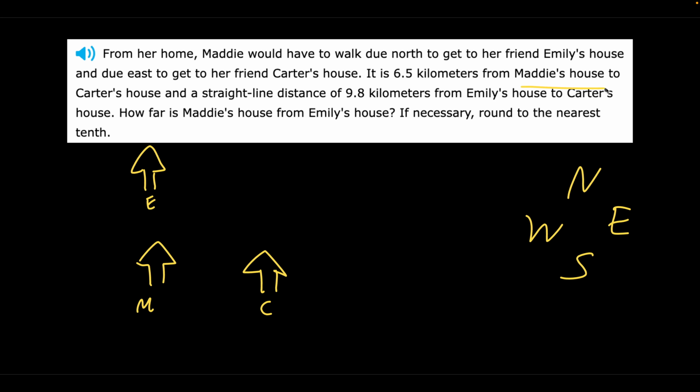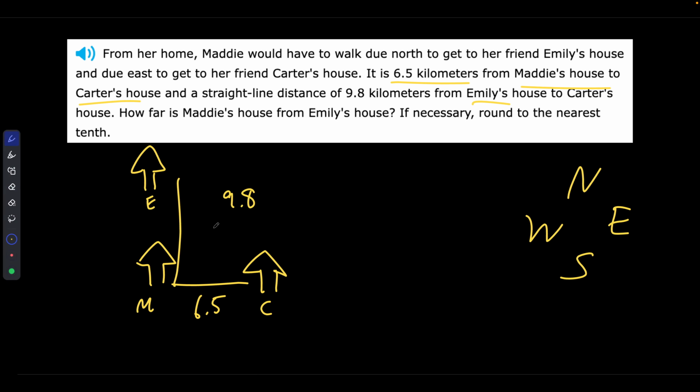So from Maddie to Carter, it is 6.5 kilometers. So from here to here is 6.5. And then from Emily to Carter's, it is 9.8. All right, so I see a triangle here. Although let's clean it up a little bit. Okay, here's our triangle.